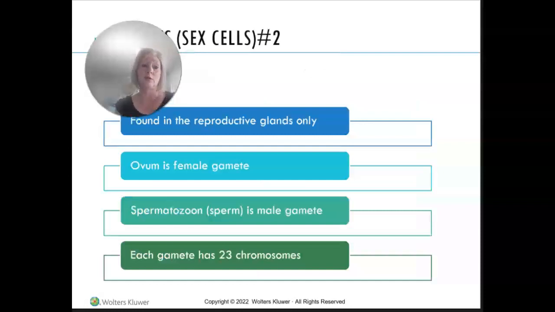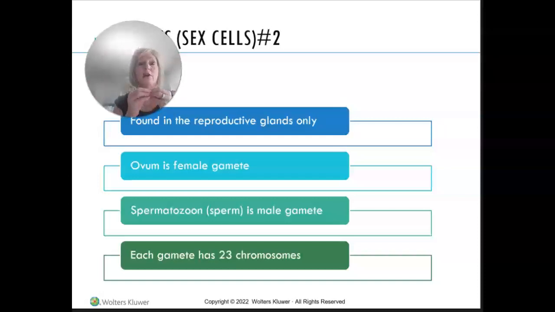So gametes is what we're talking about as far as with OB. When you think about gametes, those are our sex cells, and they're found in the reproductive glands. That's going to be our ovaries for ova and our testes for males for the sperm. Each of those little gametes has 23 chromosomes. So our male sperm have 23, our ova have 23. When those 23 come together, we get our 46. So that's how things happen.